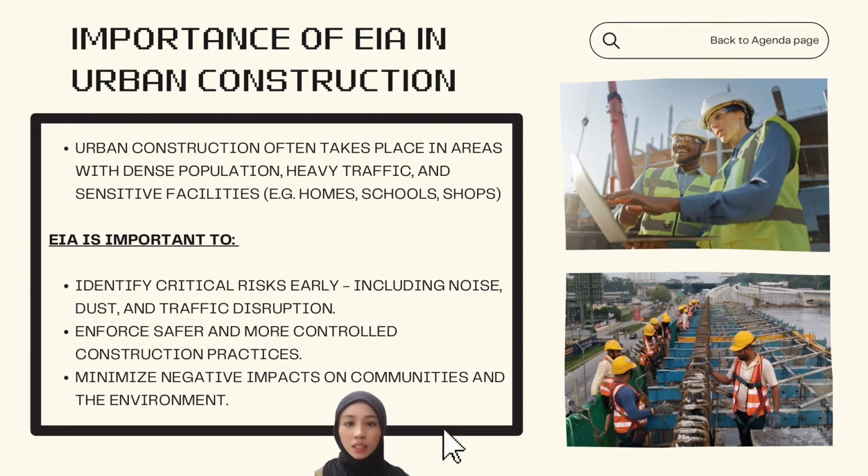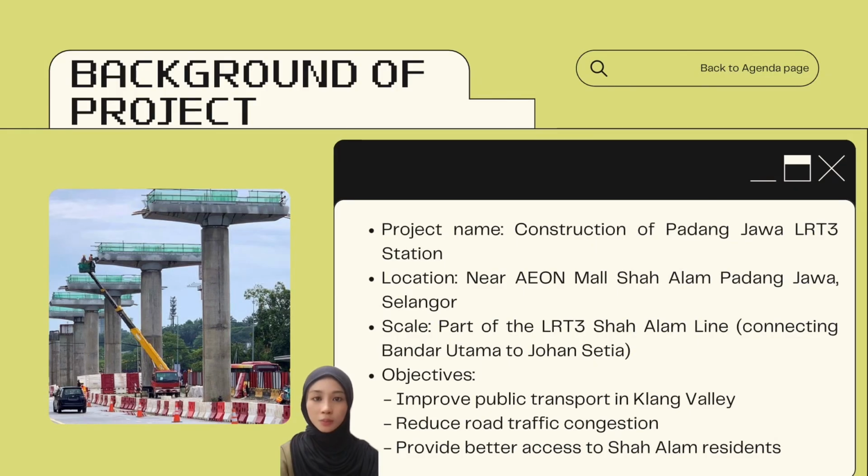So, why is EIA important in this area? Firstly, EIA helps to identify risks early, especially risks like noise, dust, and traffic problems, all of which can affect people's daily life. Secondly, EIA promotes safer and more controlled construction practice, making sure the workers and public are protected throughout the development. Lastly, it helps to minimize negative impact on both communities and environment, ensuring the project is sustainable and responsible. Let's look at the real project example we picked.